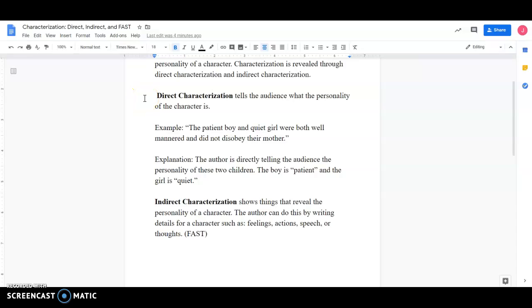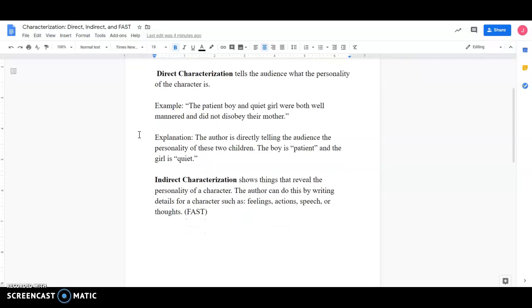Direct characterization tells the audience what the personality of the character is. This is the easiest kind of characterization. You wouldn't really see this that often in the higher level books, but it still happens. Example: the patient boy and quiet girl were both well-mannered and did not disobey their mother. The author is just straight up directly stating it to the reader. The author is directly telling the audience the personality of these two children. The boy is patient, the girl is quiet.